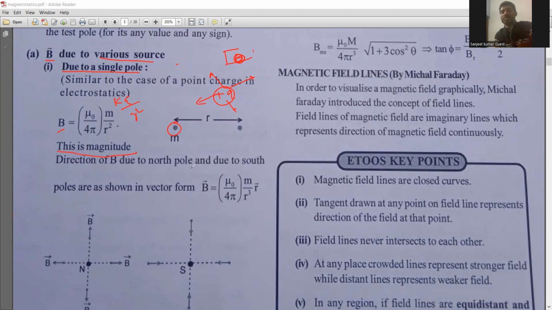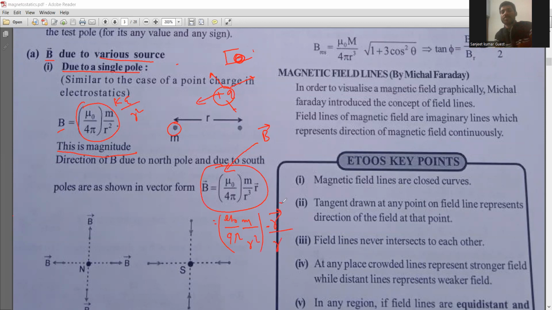And the direction of B due to the north pole and due to the south pole are shown in the vector form, right? So it is the complete formula of magnetic field strength. You can see here, this is the magnitude, right? So I can write this formula in this way: mu naught upon 4 pi, m upon r square, into r vector upon r, right?